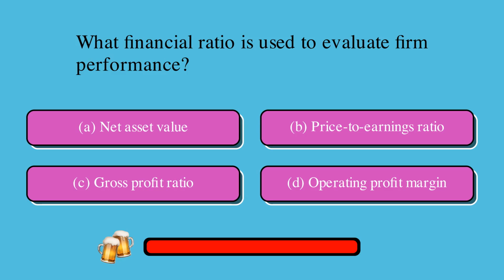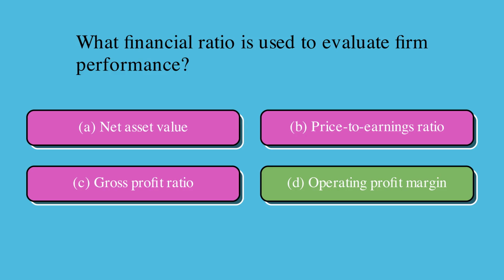What financial ratio is used to evaluate firm performance? Is it A, net asset value, B, price to earnings ratio, C, gross profit ratio, or D, operating profit margin? The correct answer is D, operating profit margin.